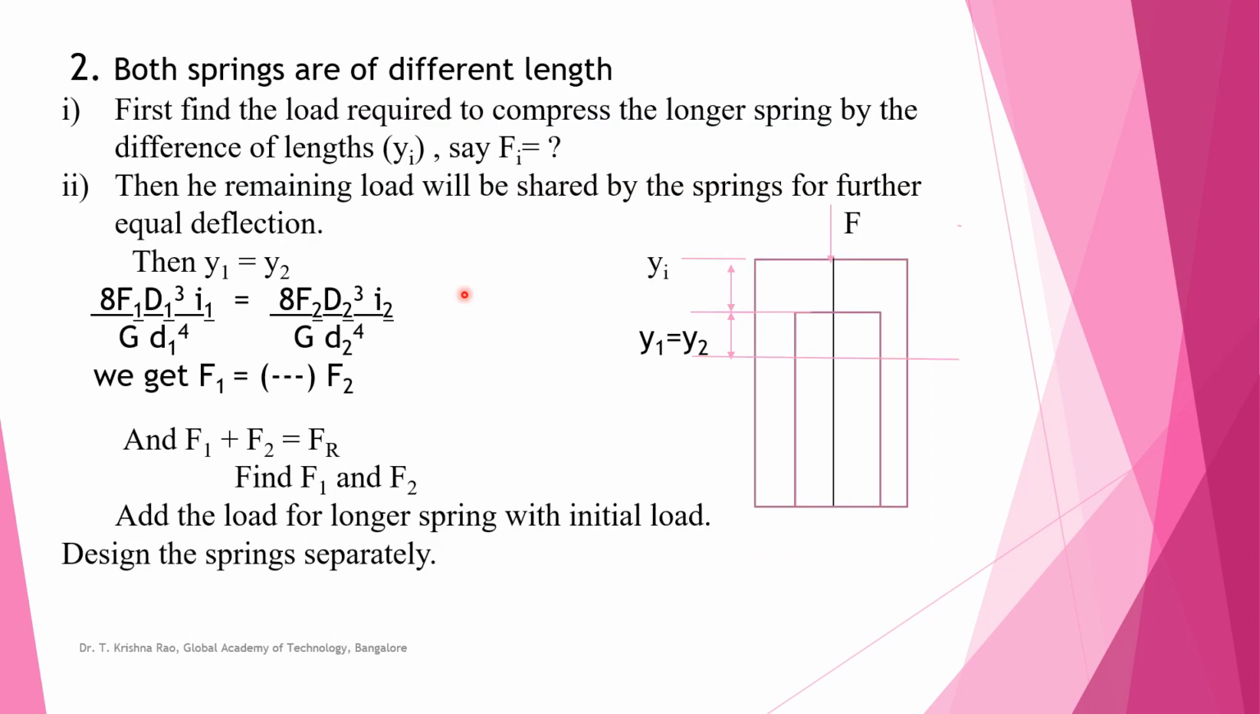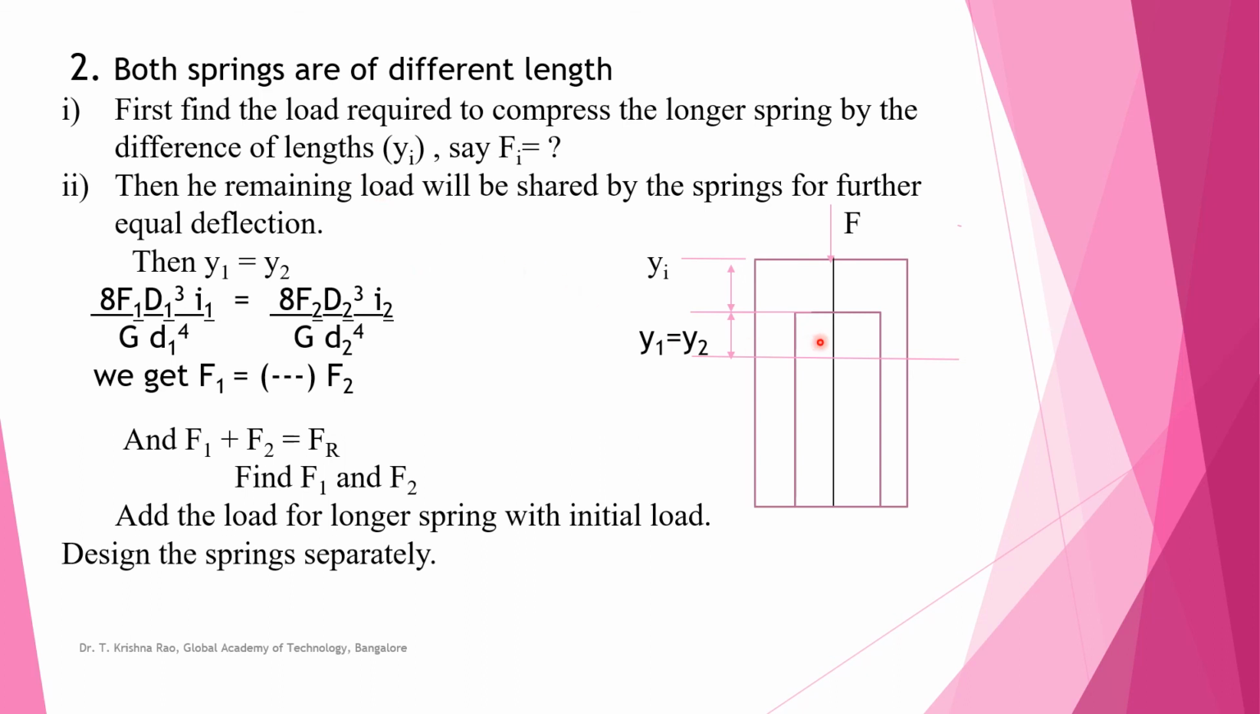If free lengths are not same, then obviously one spring will be longer than the other. For example, you see the outer spring is longer by a small value called l. First find out how much load is required to compress the longer spring. Which is the longer spring here? For example, the outer spring. How much load we have to apply to compress this by this gap, 10 mm gap, 5 mm gap. So that much load is given to the outer spring first.